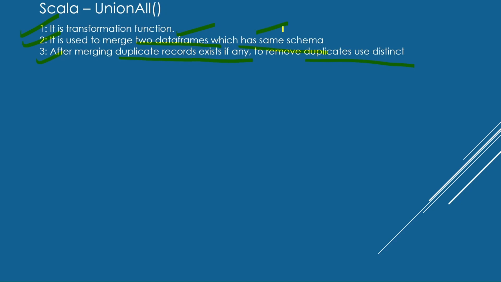The main function of union is to merge two data frames into a single data frame which has the same schema. This UnionAll function is deprecated, but still, for learning purposes, I am creating a video for the implementation of the UnionAll function in Scala.